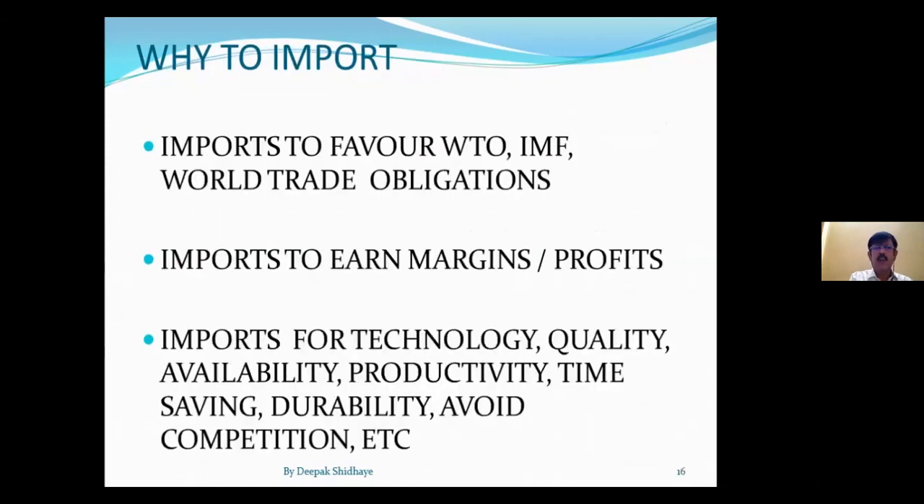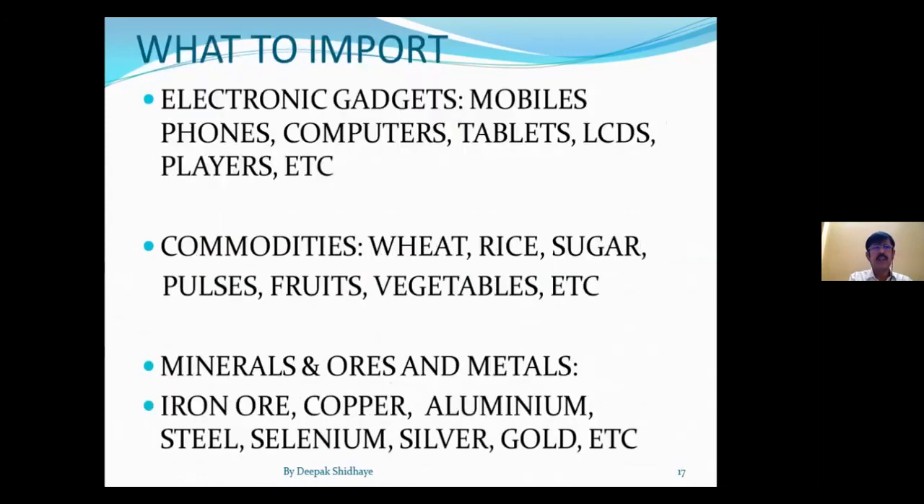The calamities, or due to earning margins and technology. What to import: gadgets, commodities, wheat, rice. Now there is an opportunity, I can say immediately. This urad dal has been released for 200,000. Just now, my friend from Rangoon called me that the licenses are released to the mill owners. So now, if you have a dal mill in your area, you can check if they have a license. Then you can import. So these are the spot opportunities.